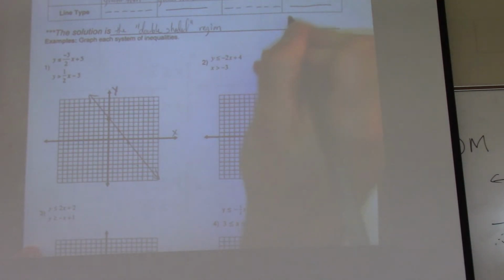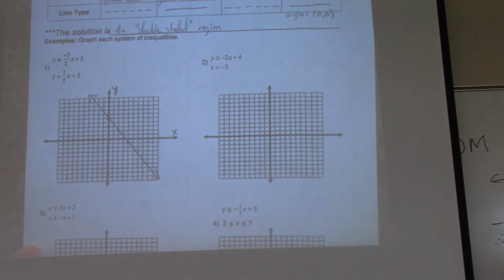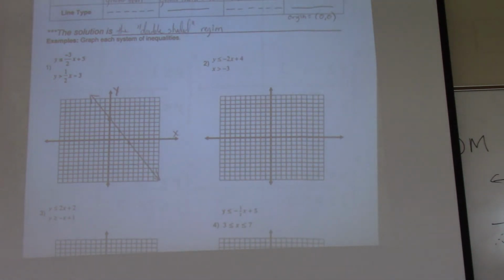Let's put this up here. Origin equals 0, 0, right? So if I test that point and it gives me a true statement, this will make sense as we go through a few examples, then that 0, 0 is in our solution and we shade towards it. If we test that point and it gives me a false statement, in other words, is 0 greater than 4? The answer is no. 0 is not greater than 4. So then I do not shade that way. I would shade away from 0, 0.